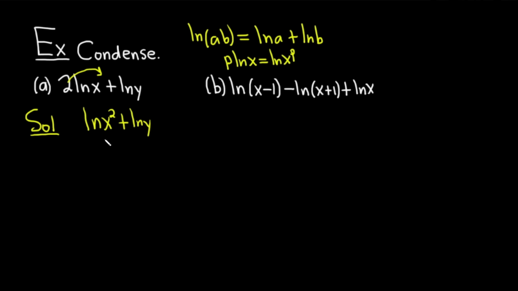Now we're going to apply the product rule. So this will become the natural log of x squared times y. And that's it. Pretty simple example. Once you understand the rules, they're really not that bad.